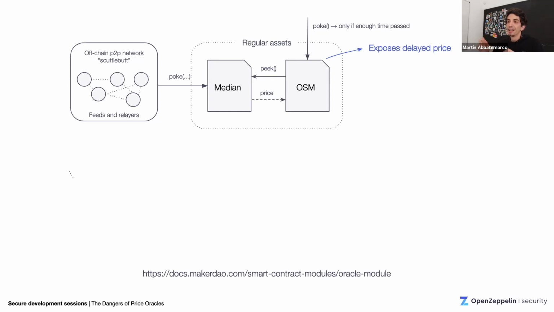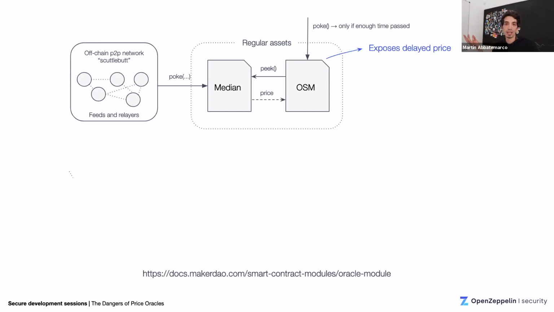But we have this off-chain peer-to-peer network. I think they call it Scuttlebutt, which is a funny name. They have different roles in there, like feeds and relayers that will gather prices from off-chain sources and will be able to post prices to the median contract, right? And then we have this OSM contract that is able to, using the funny names of Maker, peek into the median and get the price of it.